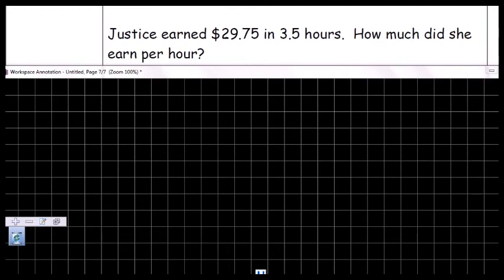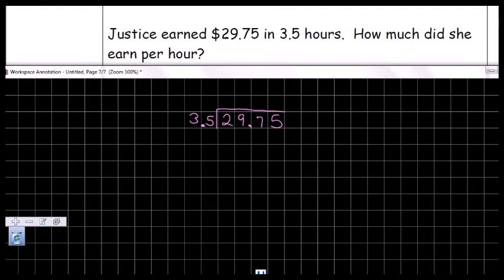Okay, so here we go. The first thing we're gonna have to do is copy down the problem. So here's the problem: $29.75 is what she got, and we are going to divide that by 3.5 hours to find out how much money she's gonna get every 1 hour.